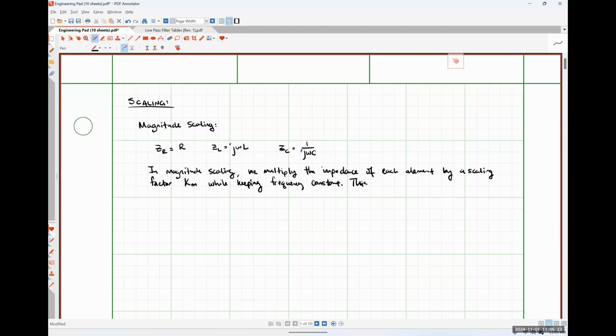So these scaled impedance relationships, I'm going to call this first one for a resistor ZR prime, where the prime designation literally just means a scaled version of the impedance of our original resistance.